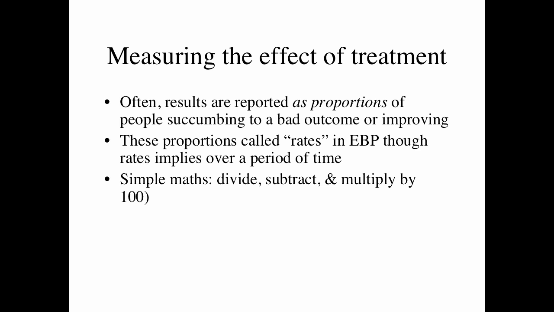Now, we're going to start first of all with those types of study that report results as proportions. For example, one group may be given a cholesterol-lowering drug and another placebo. The size of the effect would be the difference between the proportions in one group and the proportion in the other group. Okay? Now, the proportion of people in a group who suffer or experience an outcome or event is called a rate in evidence-based practice, though strictly speaking, in science, a rate implies a measurement over a period of time.